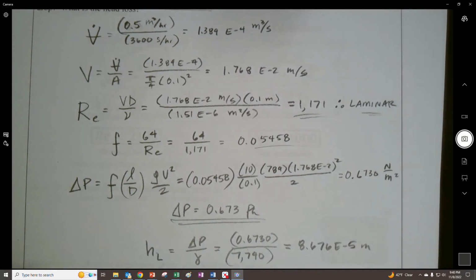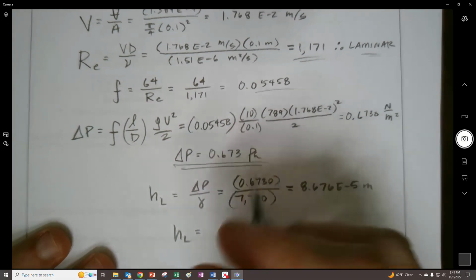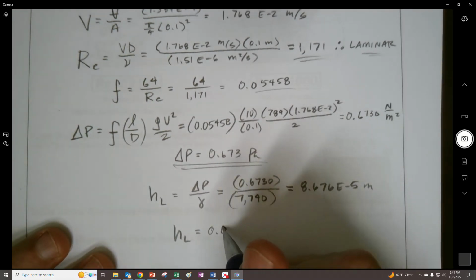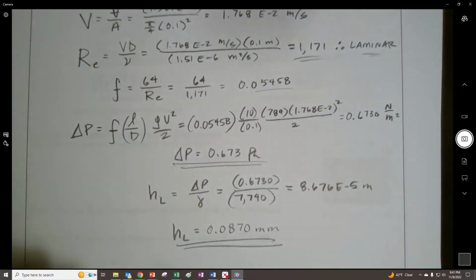That's way too small to do in meters, so you would probably want to report that in millimeters. It's still kind of small, but we don't have so many trailing zeros to worry about. So there's the answer.